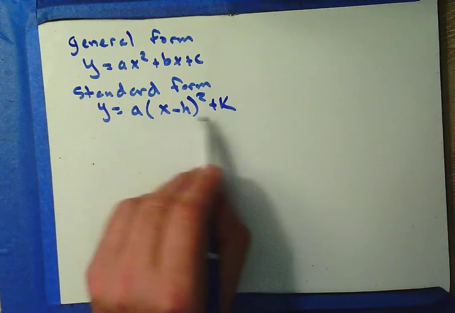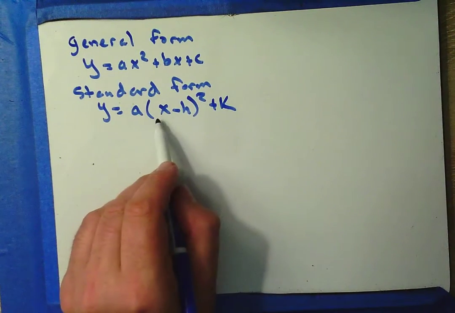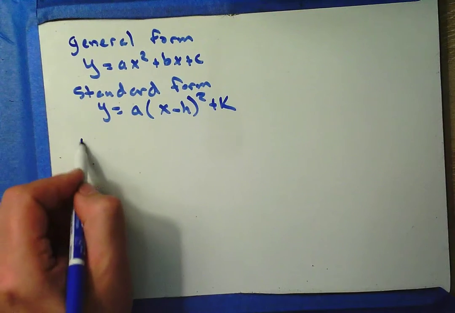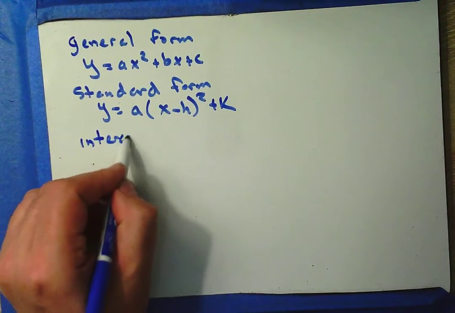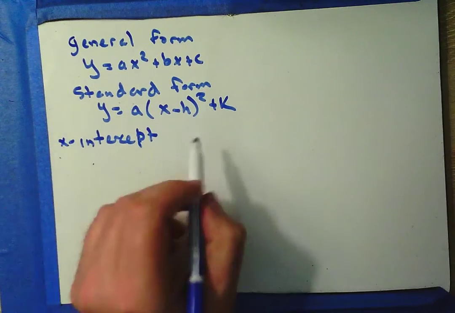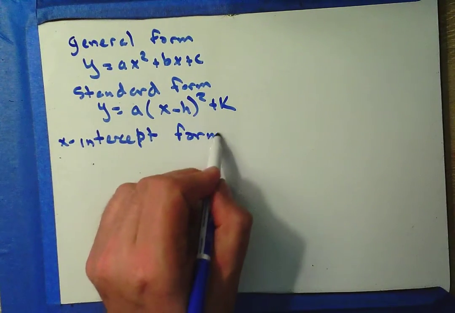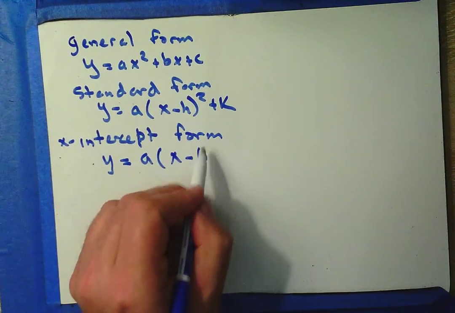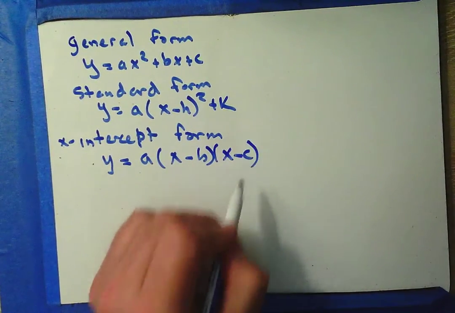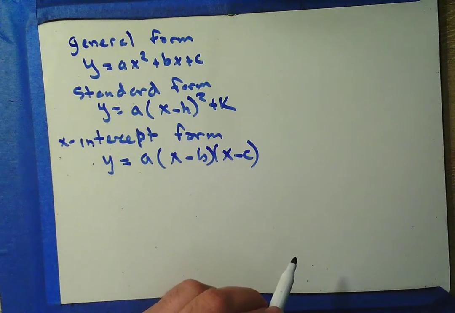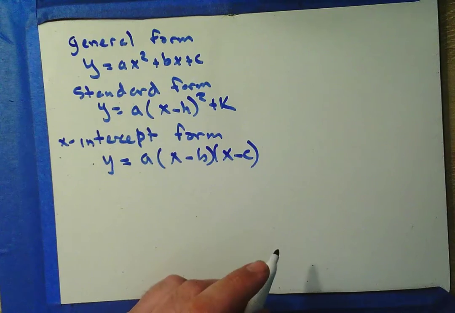And you might think of this as, ooh, that's in transformation form. We're transforming an x squared graph. And we've also got intercept form. It's called intercept, but it's really x-intercept form, where we see this parabola factored, a(x minus b)(x minus c). These are our three forms, and I recommend that you write them into your notes. Maybe you want to pause this video and do that.